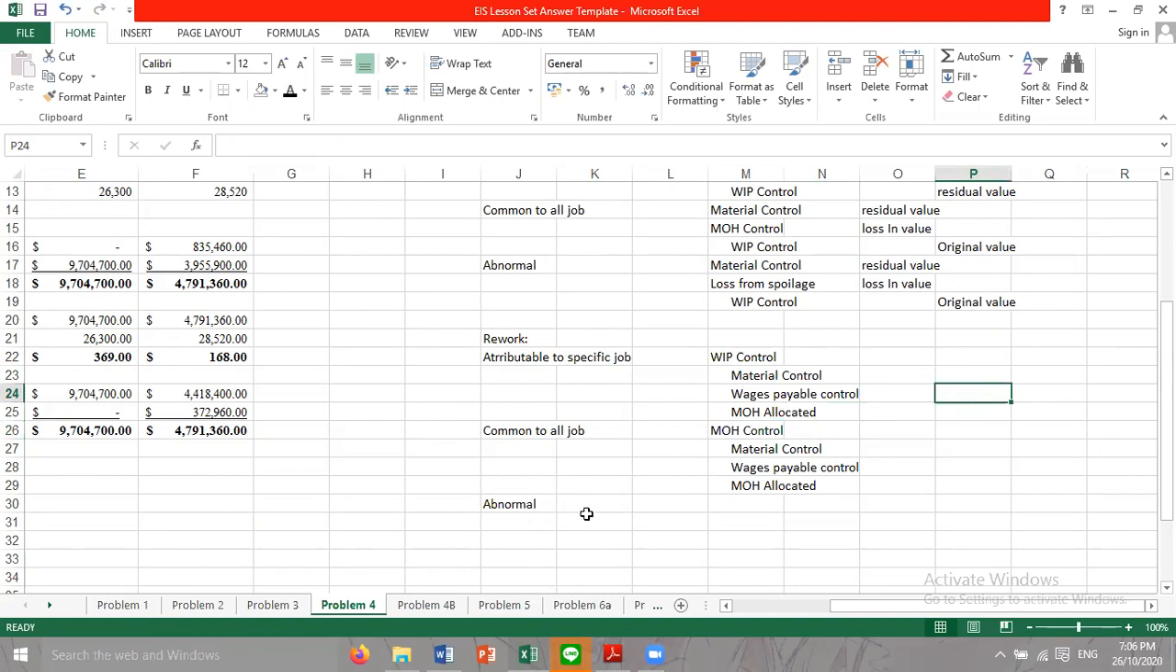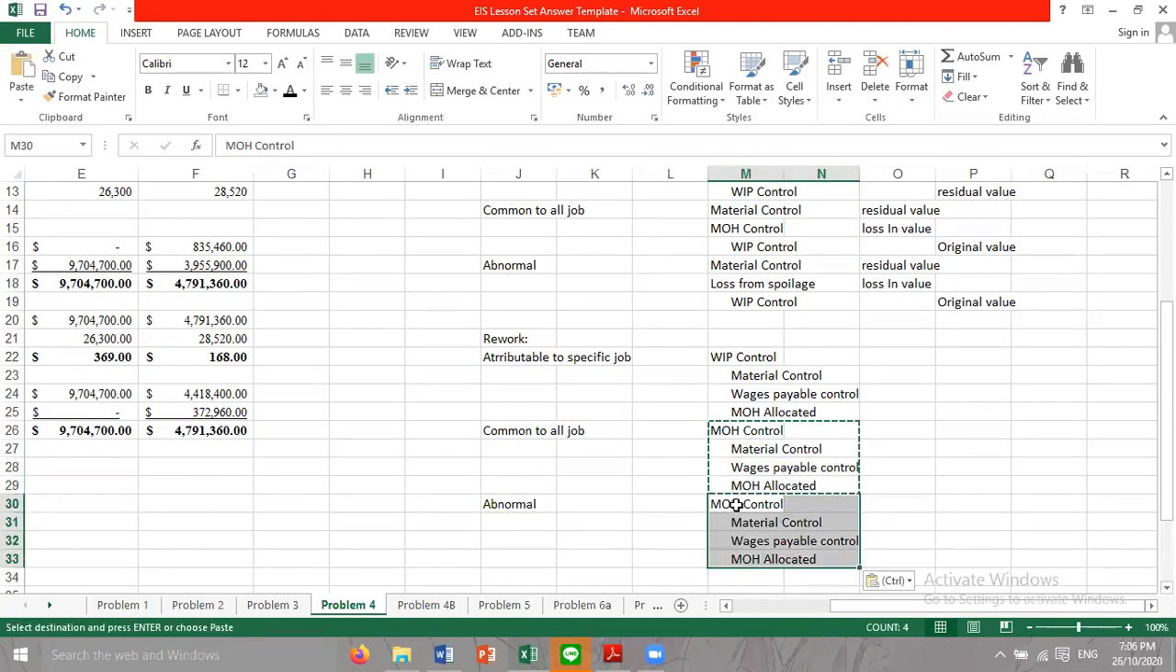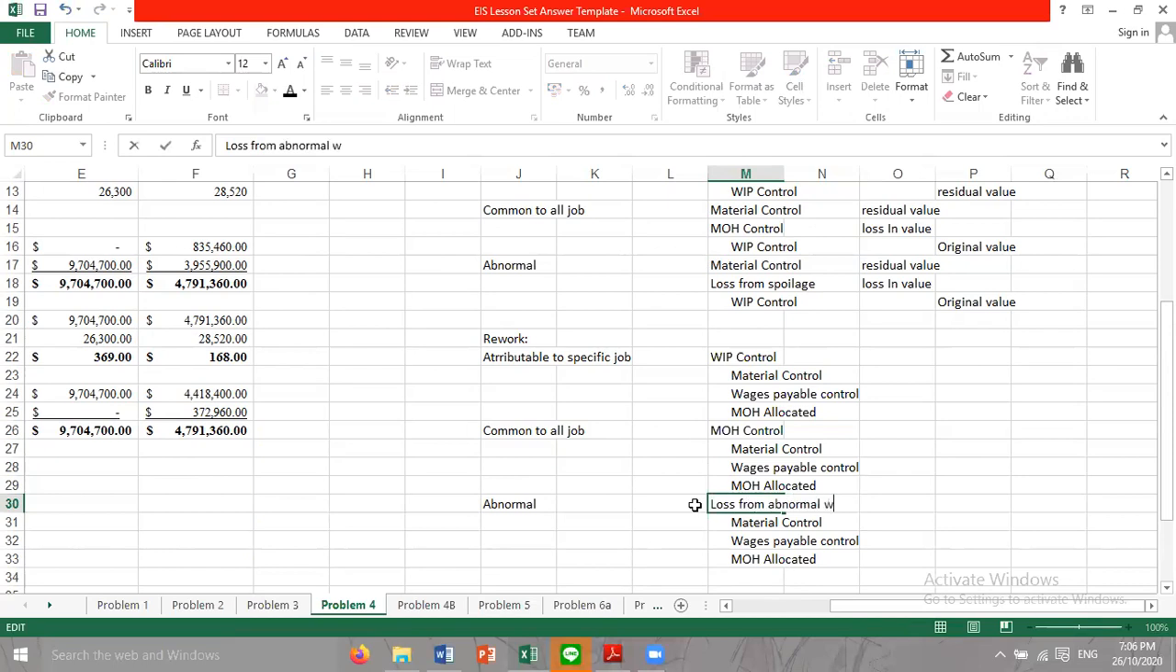Now, if it's an abnormal rework, if we think that this rework is caused by extraordinary events, or if it's not normal, same principle as spoilage above. So instead of moving it to WIP or MOH control, we just admit it as a loss from abnormal rework.